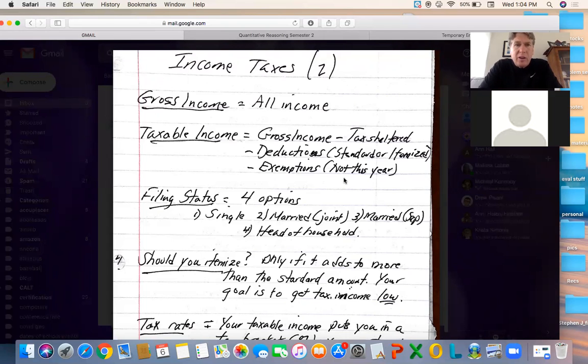So again, our ultimate goal in preparing our taxes is to get our taxable income as low as possible so that we owe as little as possible to the government in taxes.